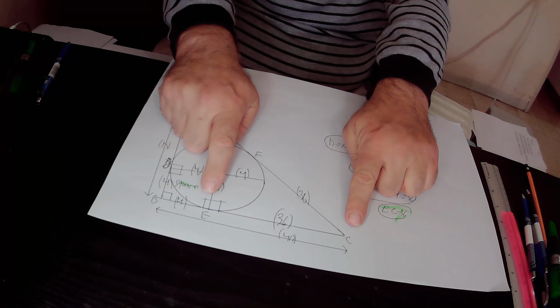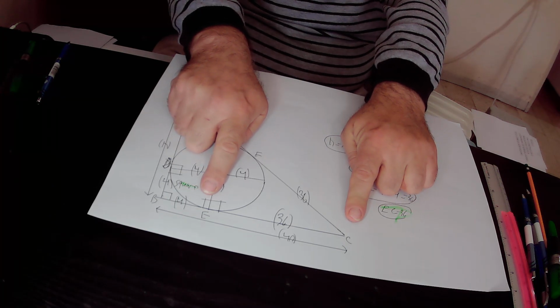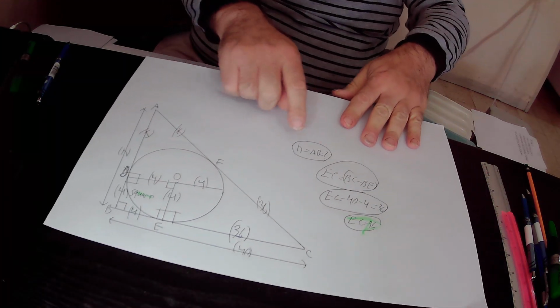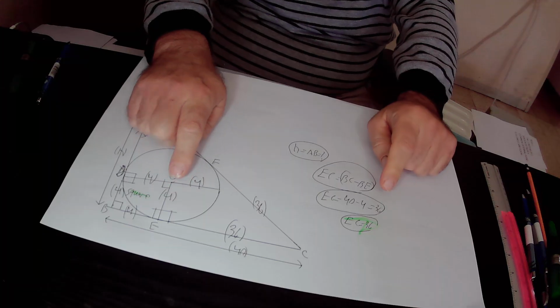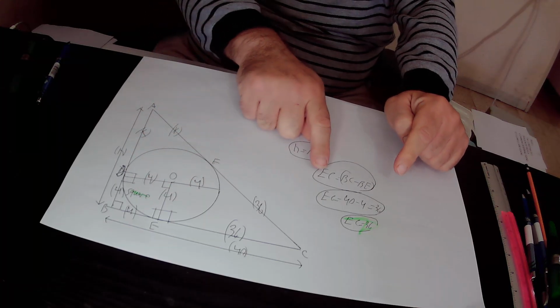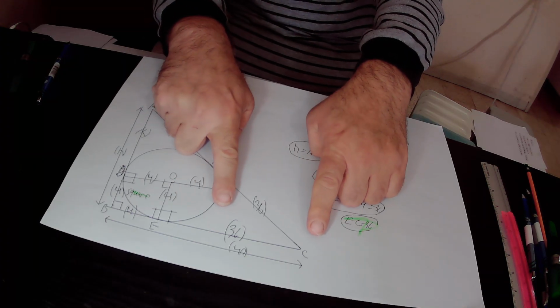What is the length of this piece, segment EC? EC equals BC minus BE. So EC in total equals BC, that is 40, minus BE, that is 4. So in total EC equals 40 minus 4, that is 36. EC equals 36 units in length.